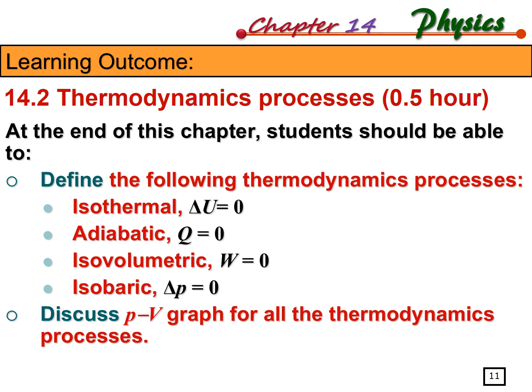And after that, we're going to also discuss the PV graph or pressure volume graph for all thermodynamic processes. How we can represent the isothermal, adiabatic, isovolumetric, and isobaric processes in the PV graph.